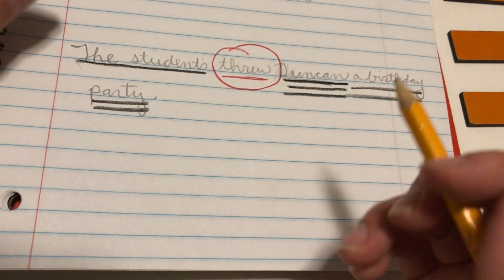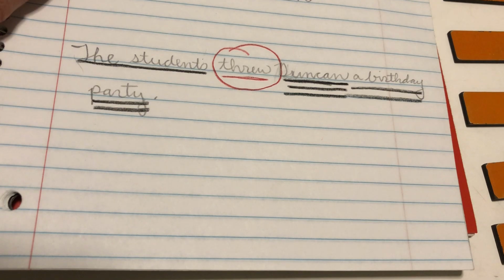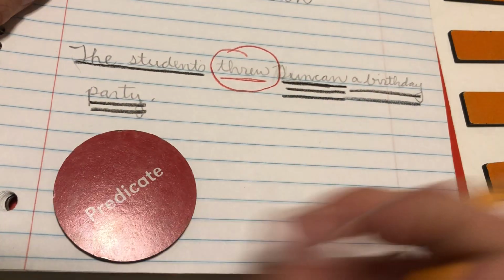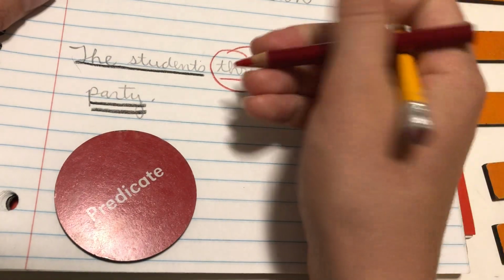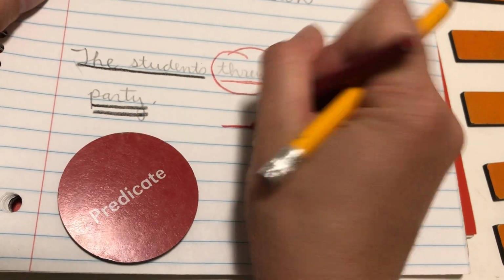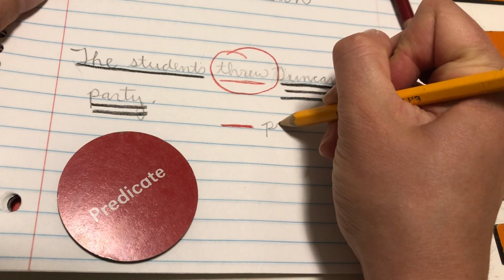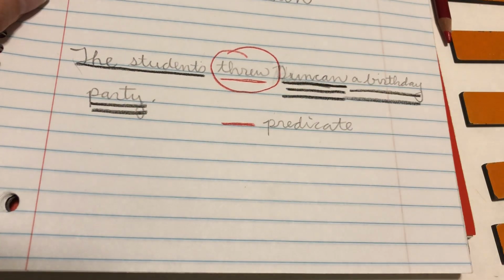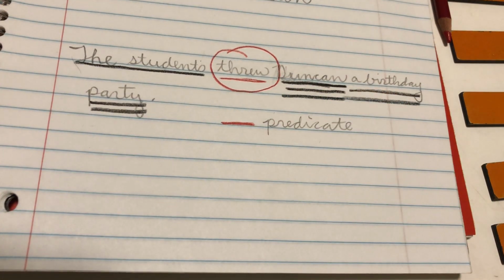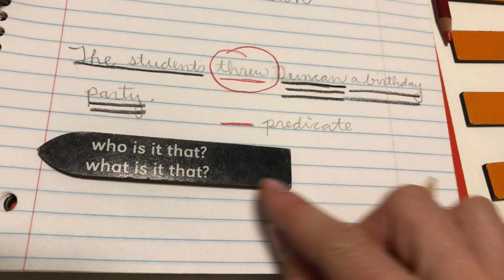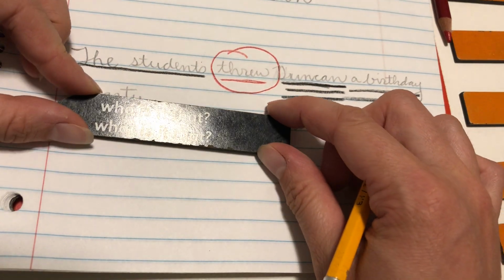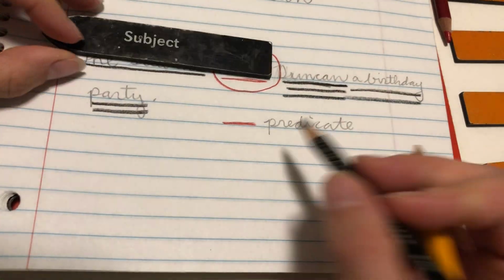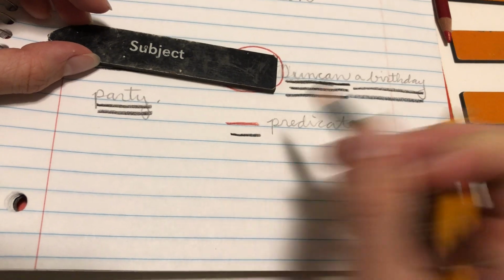So the coding that we will use here, we're going to make a little key for ourselves. Our red is our predicate. So I'll make a little red underline, and I'll say that that's for the predicate. Who is it that? What is it that? That gets one underline, and that is our subject.